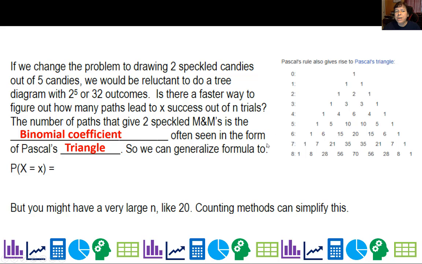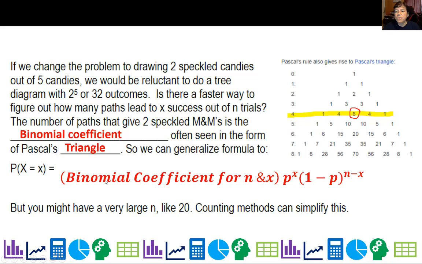Well, so what we can do is these actually give binomial coefficients, right? So for this one, I have the 6 because there are 4 things to choose from, and I have not 0, not 1, but 2 are speckled. That's how we get the 6 off of the triangle. So I could just say, all right, I'll just look up my binomial coefficient for n and x, and then do p to the x, so that's the probability of a speckled, to the power of how many speckleds I have, and then the complement to the leftovers, whatever's left over, right?